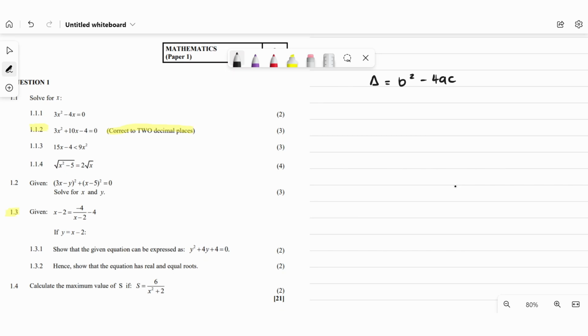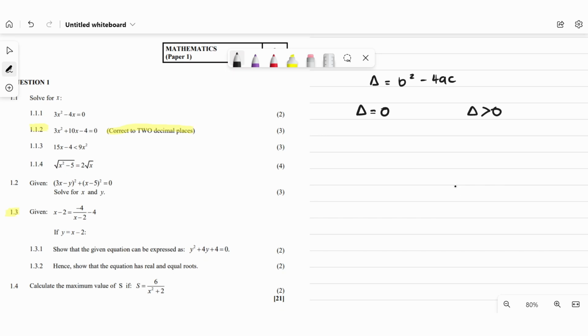So the minute they talk about equal roots, it means that delta needs to be equal to 0. That's what we're looking for. And real roots means that delta is greater than 0, so it needs to be positive. But in this case, we're looking for the second part, the equal part, right? So let's check whether delta is equal to 0 and whether it has equal roots.